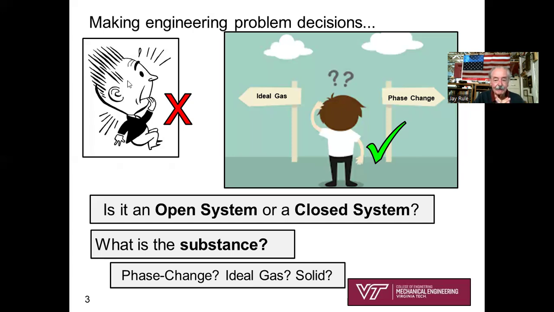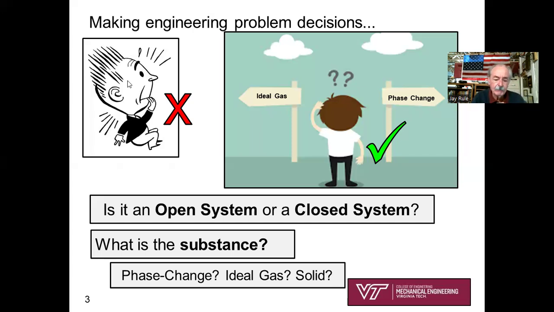You've got that nailed, right? And then once you've answered that question, you start planning your work. If I've got an open system or a closed system, then you say, well, what kind of substance am I dealing with? And so in chapter 3, we're at the end of chapter 3.